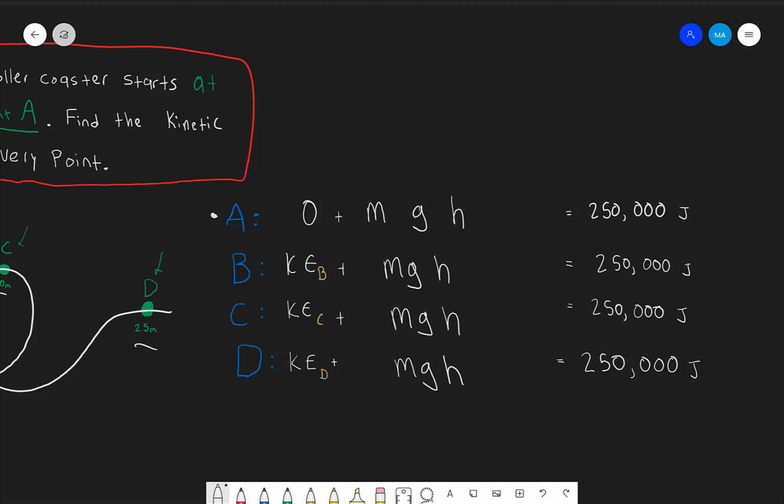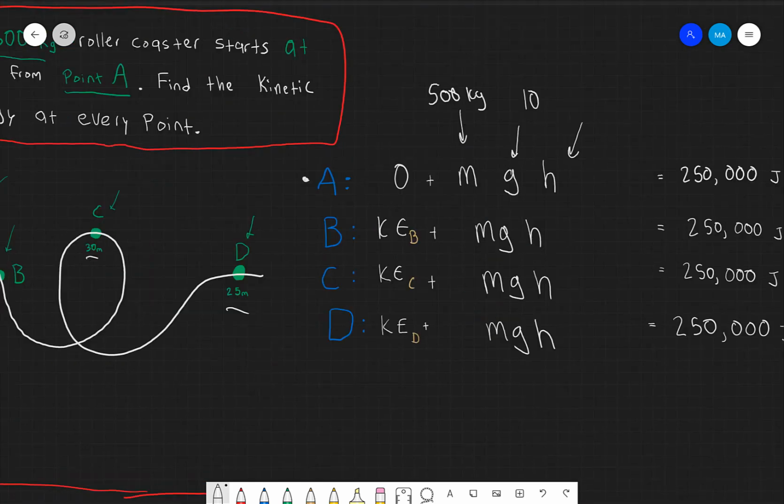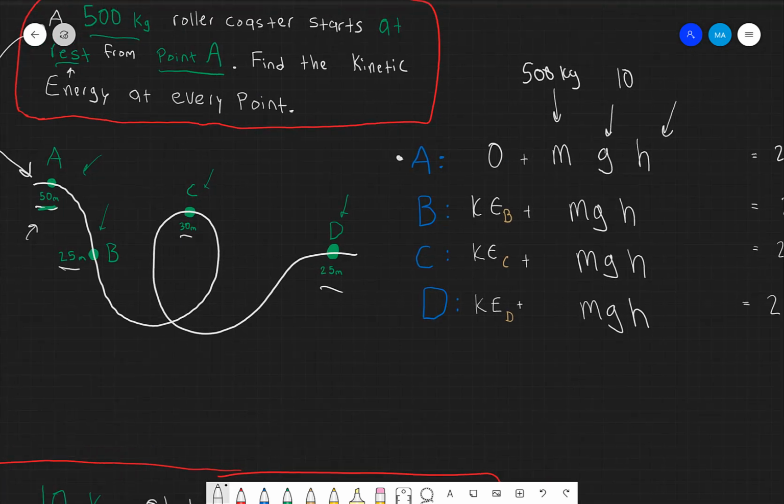And I give myself some extra space here because I'm going to need it when I plug in the numbers, but at every single point, the potential energy is m, the mass of the roller coaster, which is at every point the same. It's going to be 500 kilograms. And g is the acceleration of gravity, which is at every single point going to be equal to 10 meters per second squared. H is the only thing that's going to change. You can see that point A is at 50 meters. Point B is at 25 meters. Point C is at 30 meters, and point D is at 25 meters.